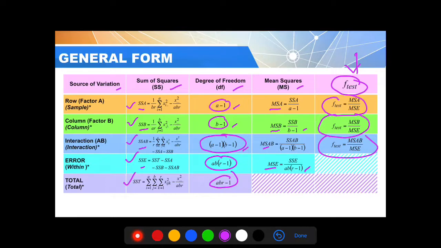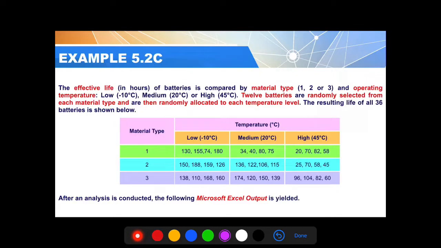And how do you get the F-test? We have three F-tests here. This one is the F-test for factor A, this one is the F-test for factor B, this one is the F-test for the interaction. So this is the formula. So we'll look at the example. Don't worry much, you will understand when you do the example. Alright, two-way ANOVA.